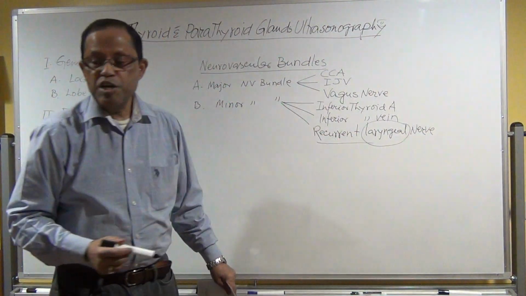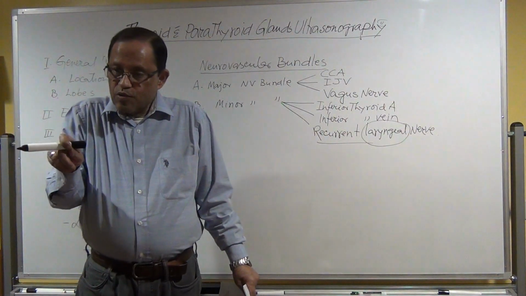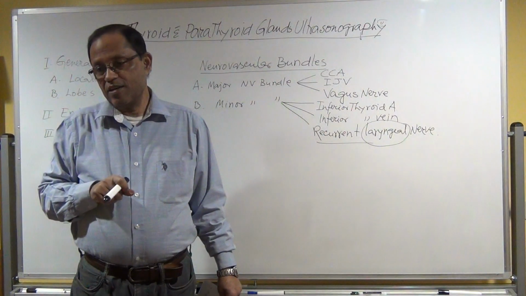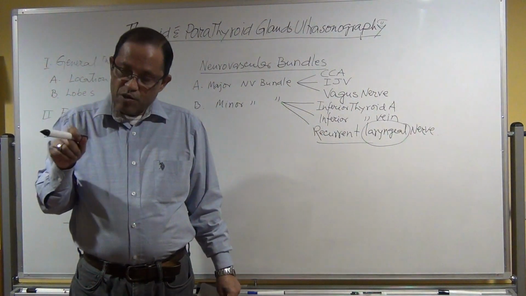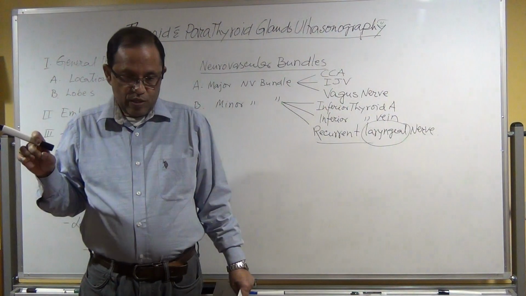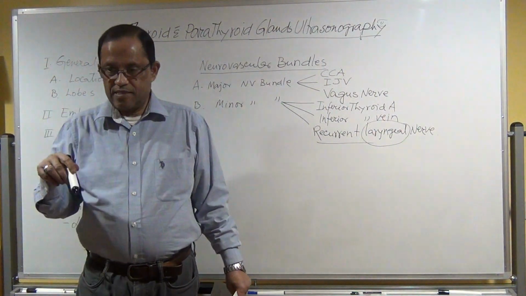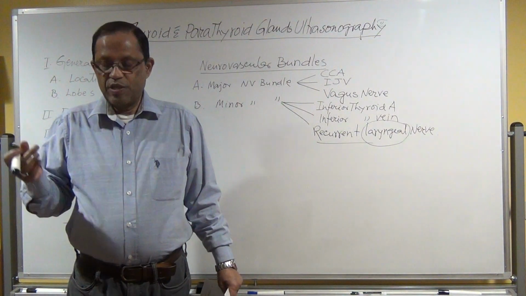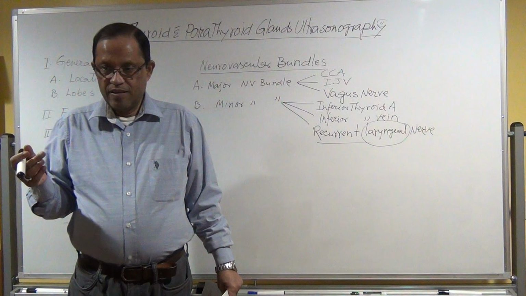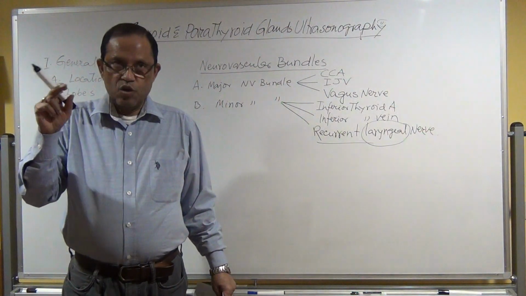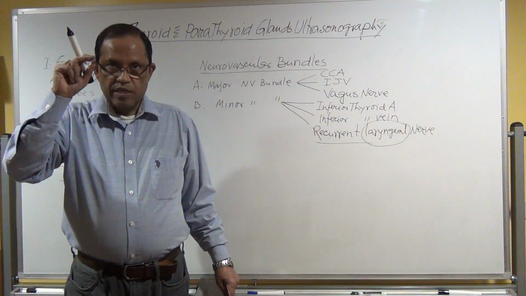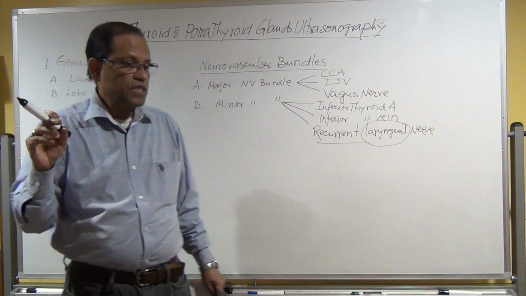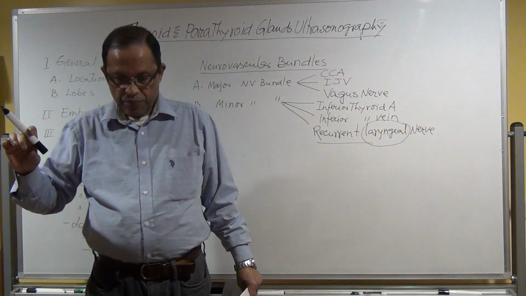This recurrent laryngeal nerve passes by the posterior part of the thyroid gland. Now if there is a mass growing in the lower pole, so then what happened? No, it's not lower pole. I mean it is posterior to the thyroid gland.